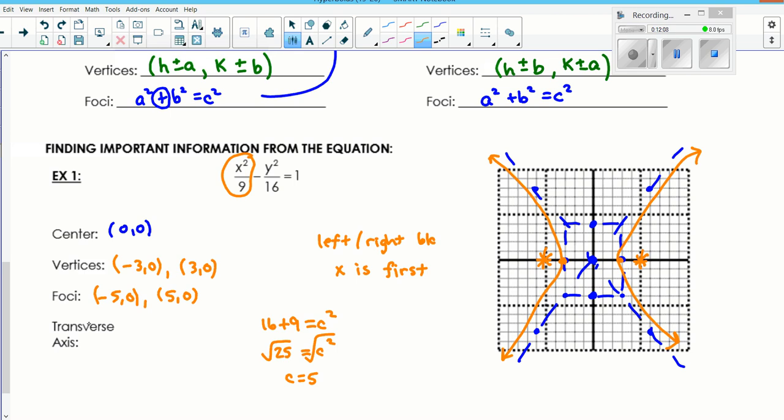Okay? The transverse axis, remember, is talking about the distance between the vertices. So if I go from this vertice to this vertice, I go 3 and 3, which means my transverse axis is 6, because that would be the distance. Okay, so that's the first one. We're going to do 3 more. Go ahead and flip over to the back side.